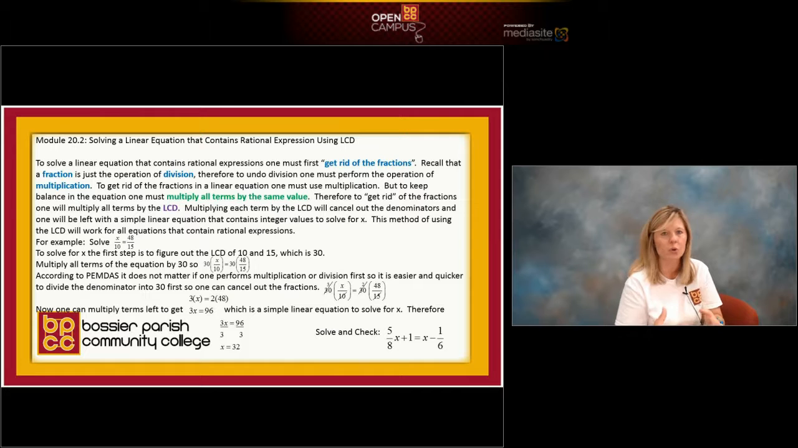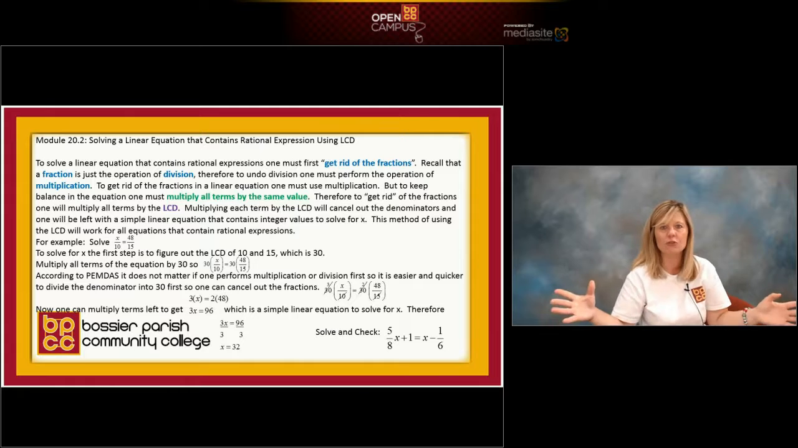So that's the moral of the story, ladies and gentlemen. Nothing fancy, no new concepts, just understanding. If your equation contains fractions, rational expressions, the first thing you do is wipe them out using multiplication of the LCD. Okay, let's try another example on the whiteboard.